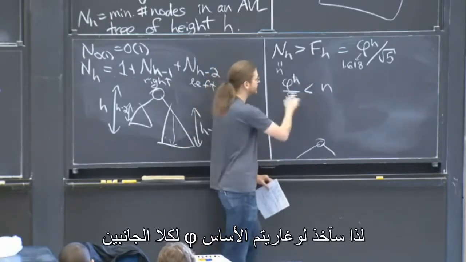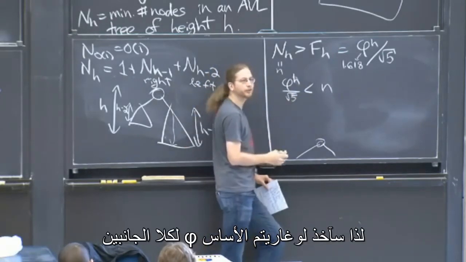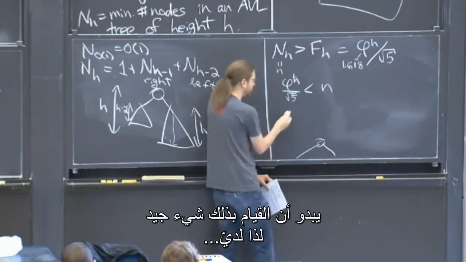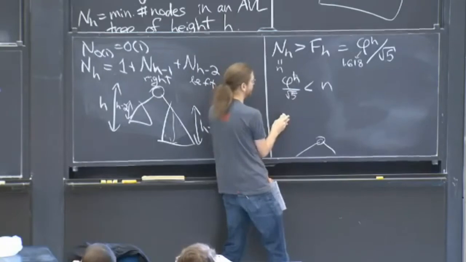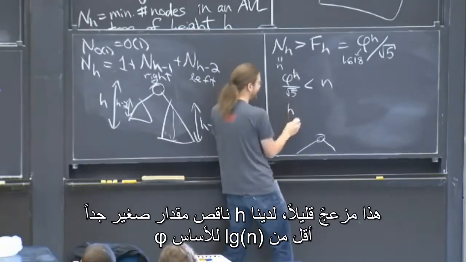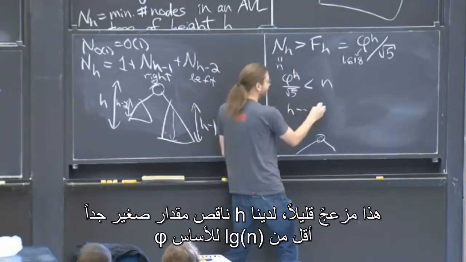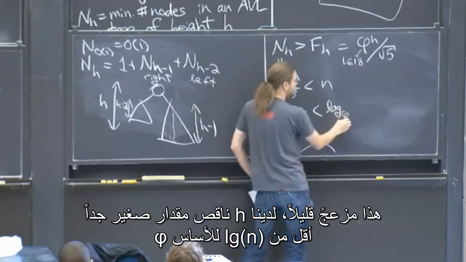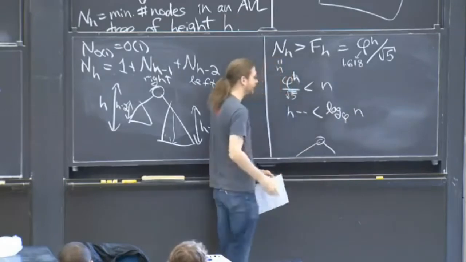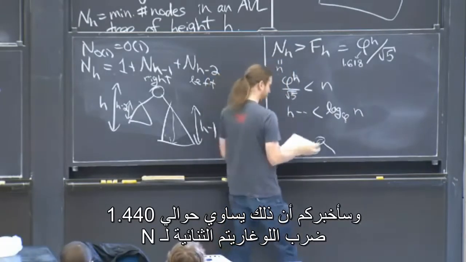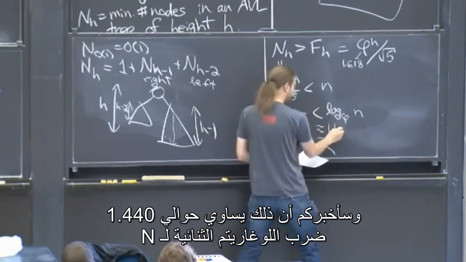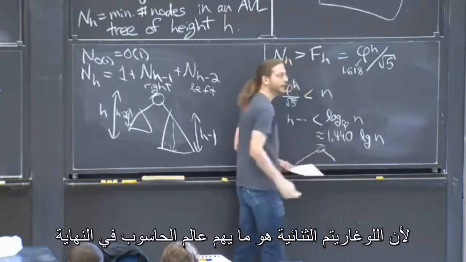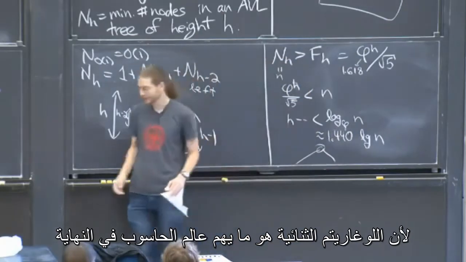OK, so I take, I don't know, log base phi of both sides. Seems like a good thing to do. This is actually quite annoying. I've got h minus a tiny little thing is less than log base phi of n. And I will tell you that is about 1.440 times log base 2 of n, because after all, log base 2 is what computer scientists care about.